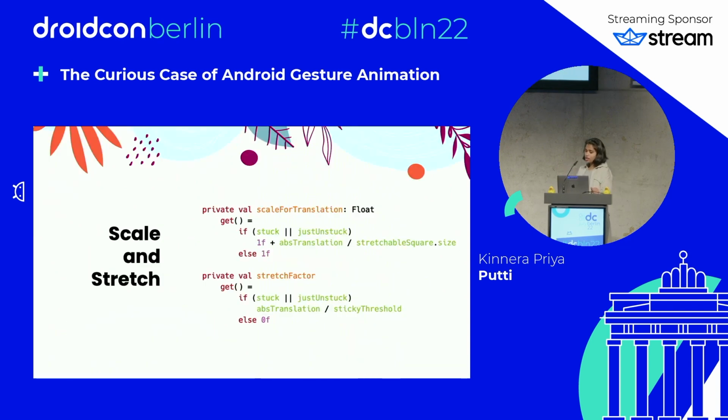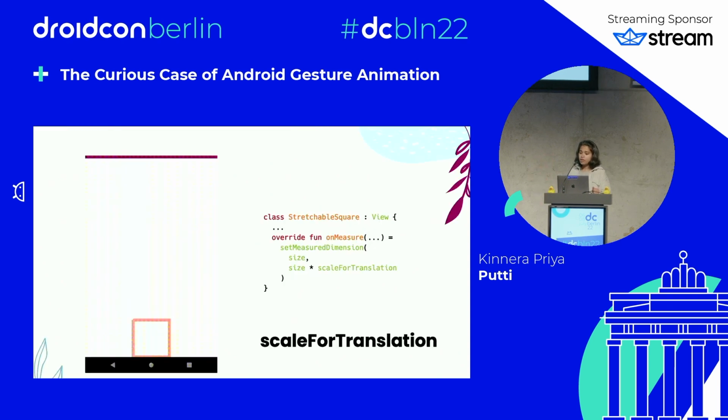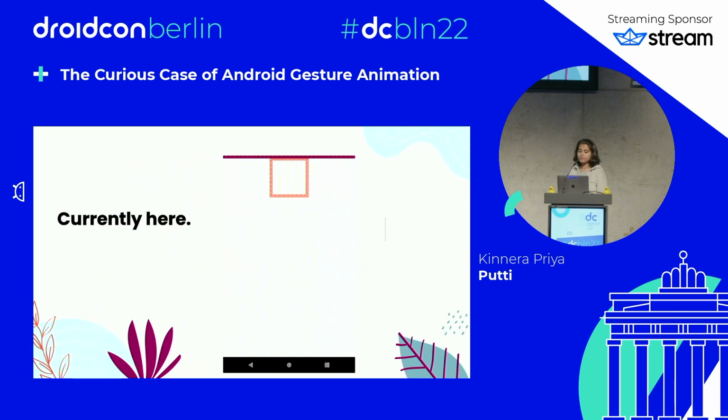All right, so now that we have our scale for translation and the stretch factor as a direct dependence on the translation, we're going to go ahead and implement this. So we will override the onMeasure that we did earlier, but in this case, we're going to go ahead and add our scale for translation. So we're here right now. Before the scale and stretch happened, we had just the square going up and down. We can drag it, it stays to the top or sticks to the bottom.